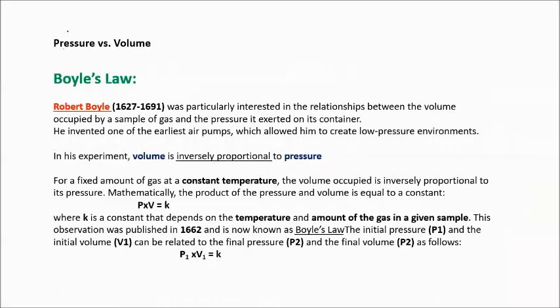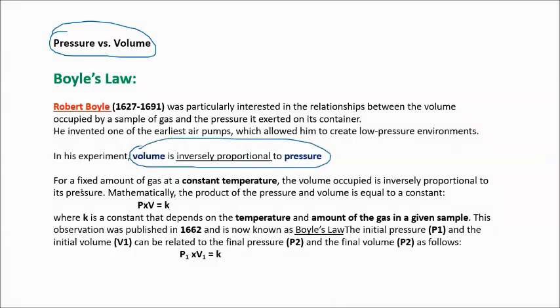So we have the relationship between pressure and volume. Robert Boyle was particularly interested in the relationship between volume and pressure. He invented one of the earliest air pumps, which allowed him to create low pressure environments. So in his experiment, nakita niya that volume is inversely proportional to pressure.